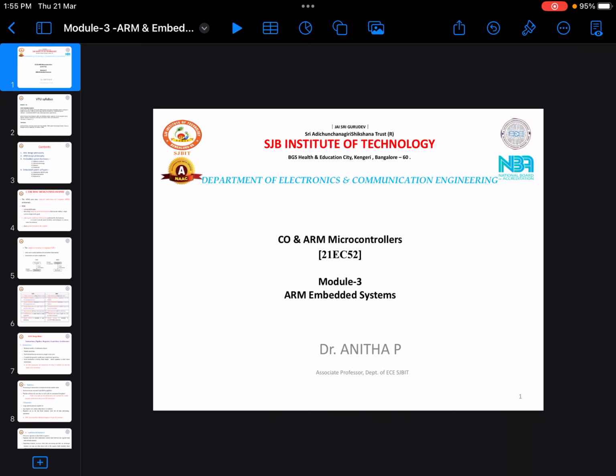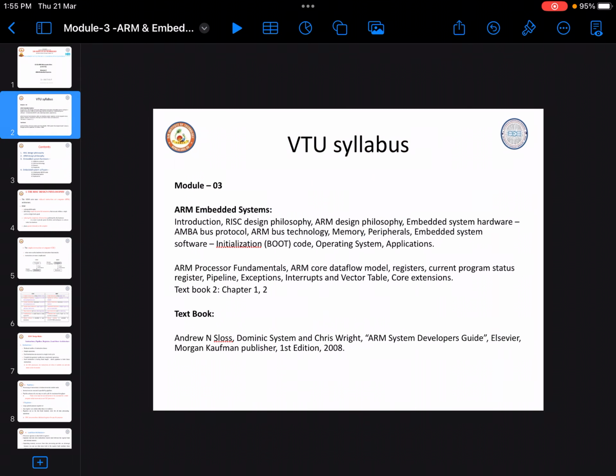So here we are going to learn about Module 3, which is ARM Embedded Systems, under the CO and ARM Microcontroller subject with the subject code 21EC52. These are the contents which we are going to cover under the VTU syllabus in Module 3.